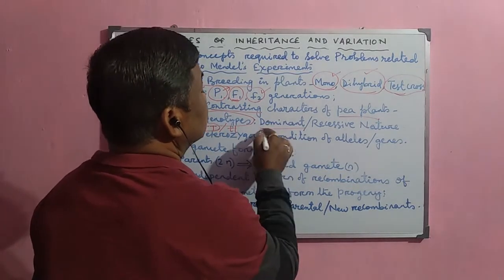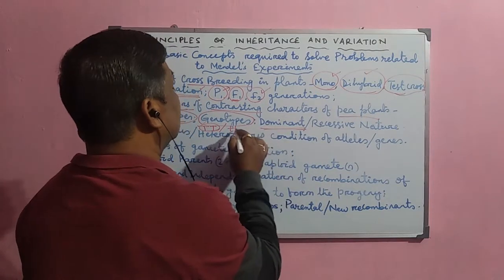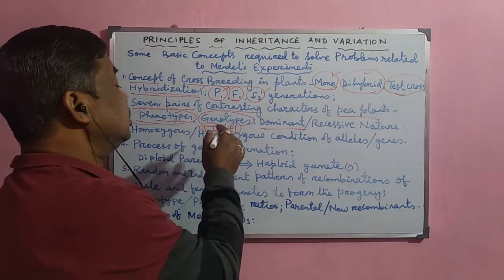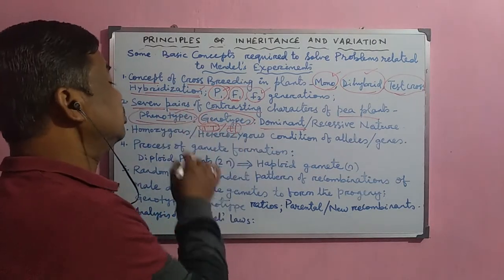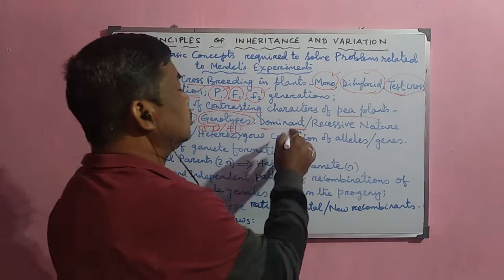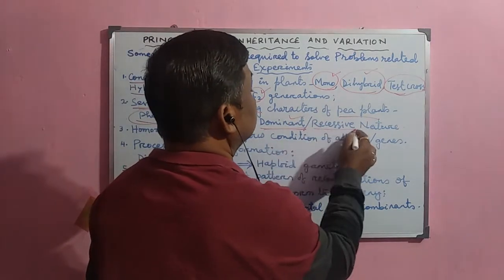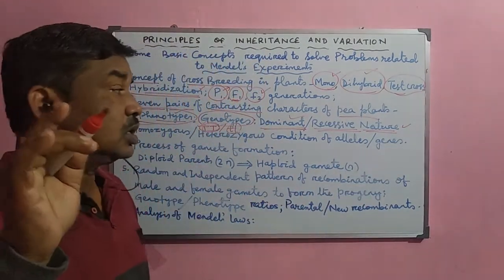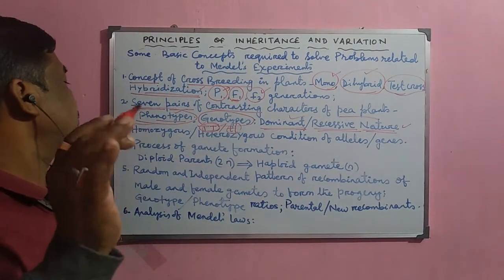Then which one is the dominant variety? Suppose you have tall and dwarf. Tall is the dominant trait, and small t, that is the recessive trait, or that is your dwarf variety. So this dominant and recessive nature of the alleles of the pea plant must be clearly understood so that they will not face problems.